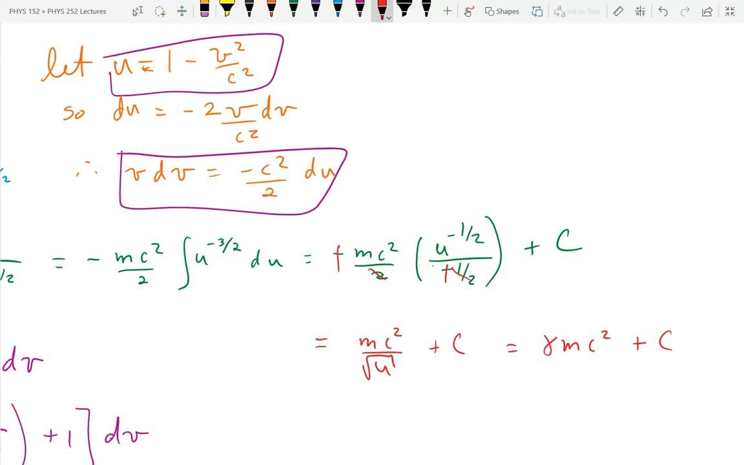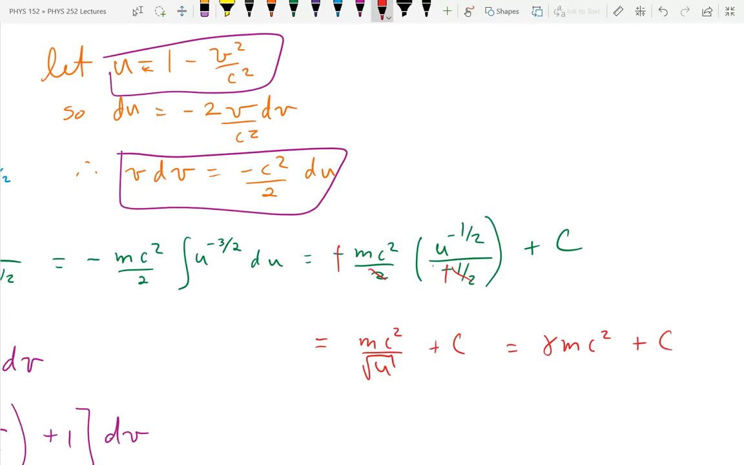So what we have here is, the change in kinetic energy is mc squared gamma plus a constant. Well, that constant is going to be whatever we need, and when we're doing the actual kinetic energy, we generally set it to 0, because why do we want to have an offset? And we have the kinetic energy is gamma mc squared. So there we have the actual calculation.